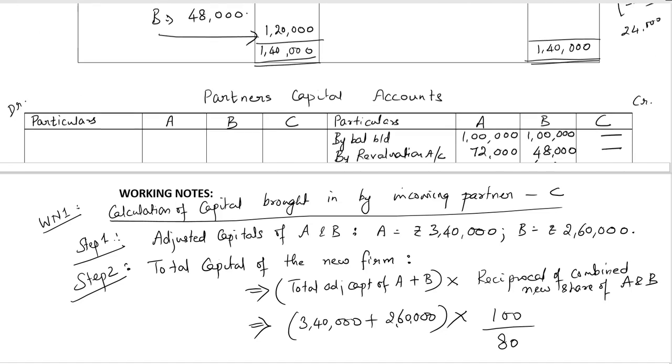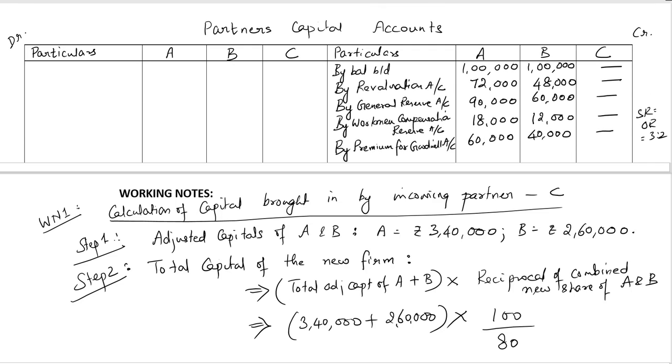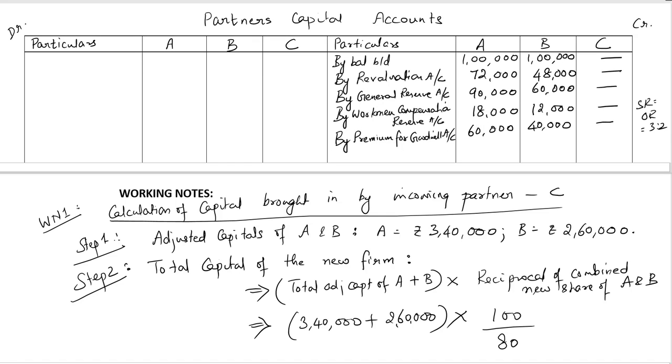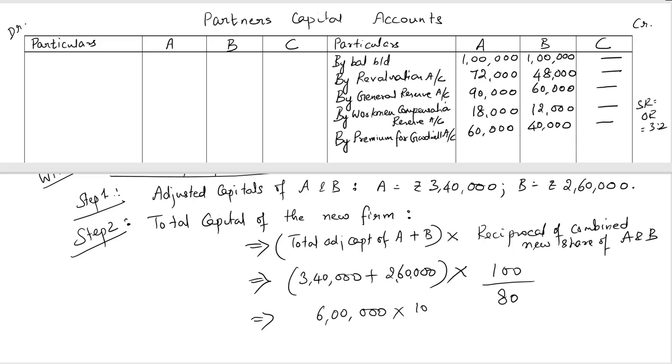We'll go back to the partners' capital accounts. 6 lakh multiplied by 10 by 8, or rupees 1,50,000 multiplied by 5, in other words rupees 7,50,000.